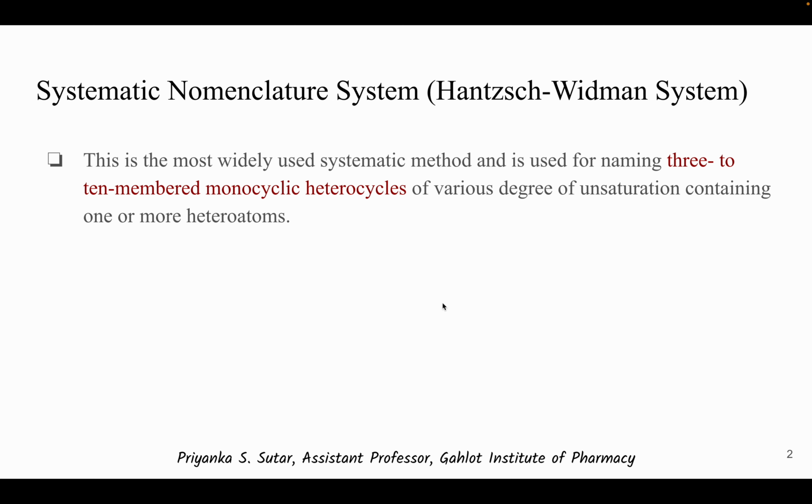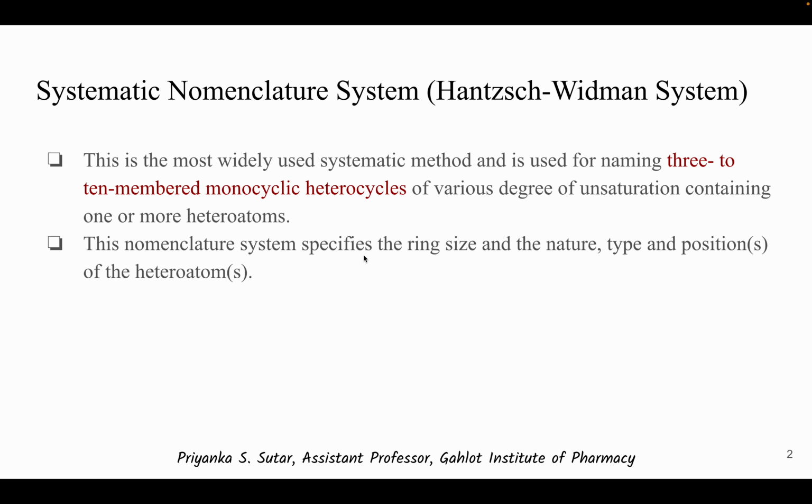So in short, this system of nomenclature is used for heterocycles which are unsaturated and contain one or more than one heteroatom. Particularly, this system specifies the ring size. The name of the compound given by this system gives you an idea about the ring size, and the nature, type and position of the heteroatom present in the heterocycle.